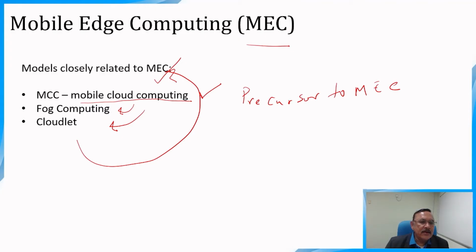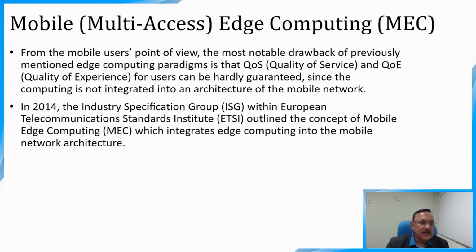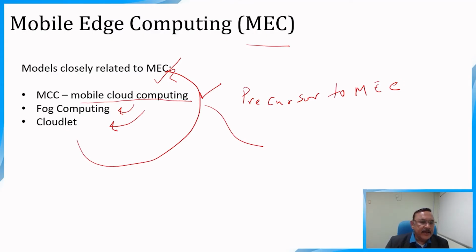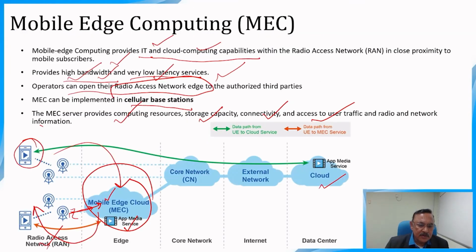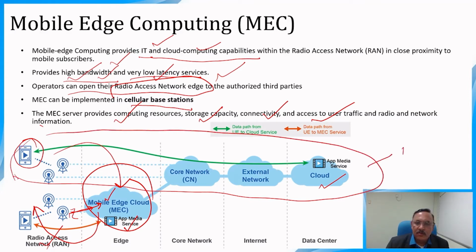So, in mobile cloud computing, maybe in the next slide we can see. Mobile cloud computing, MCC, is a paradigm where the computations and storage take place inside the cloud instead of the mobile device. See this particular example. This is the typical example of mobile cloud computing.